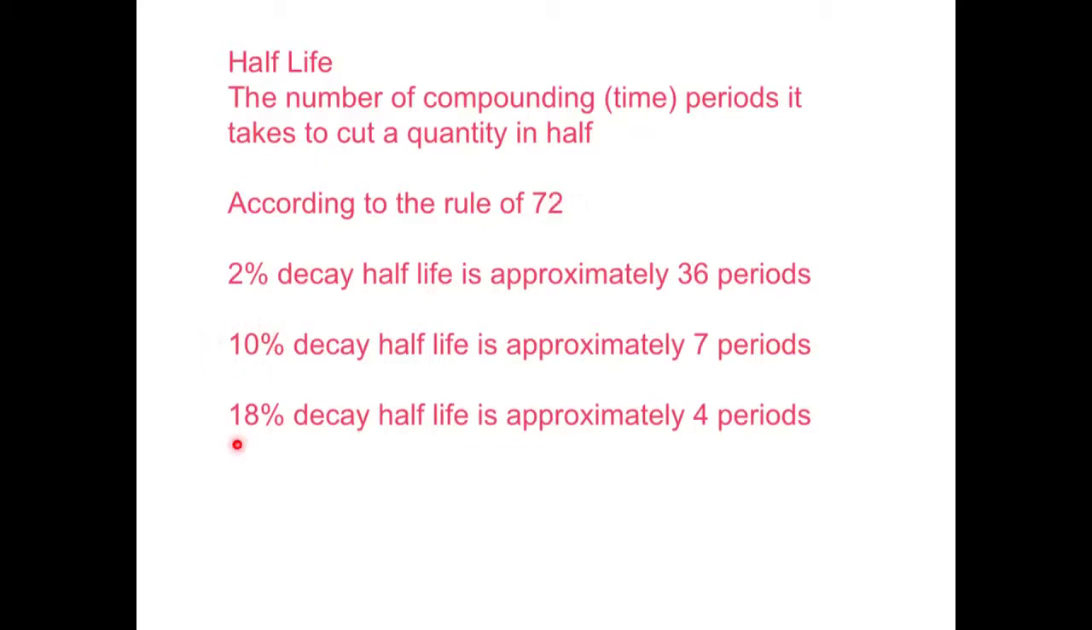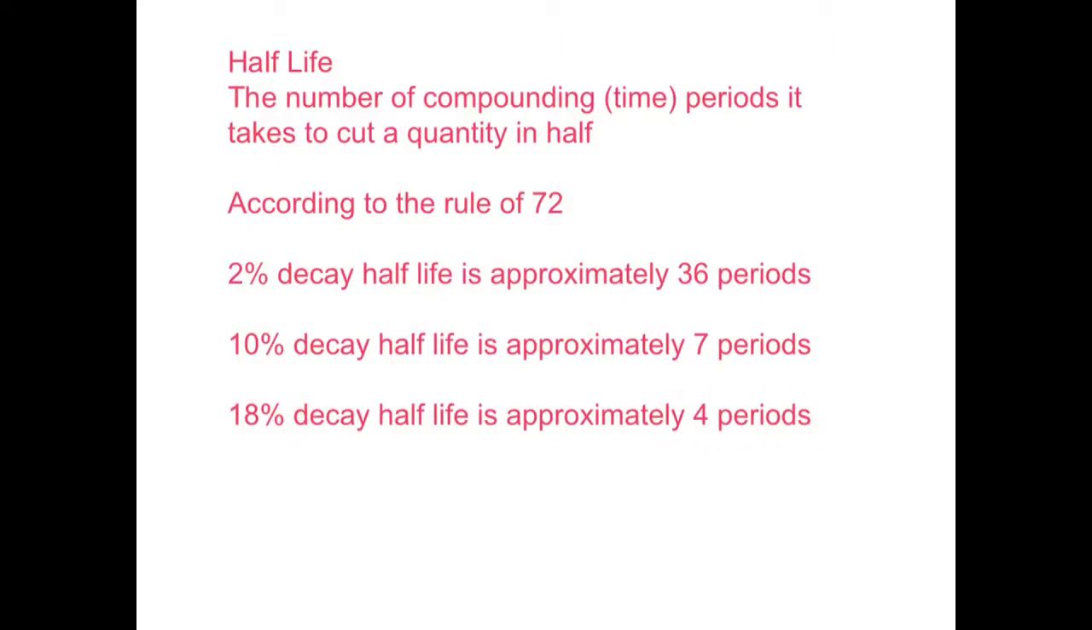Last one, 72 divided by 18, 4 time periods. So approximately, if you're multiplying by 0.82, 100 minus 18, and you multiply by 0.82, by 0.82, by 0.82, by 0.82, the starting amount should be cut in half in about 4 time periods. If you were going to double it, it would be times 1.18, times 1.18, times 1.18, times 1.18, and it should double in about 4 time periods.